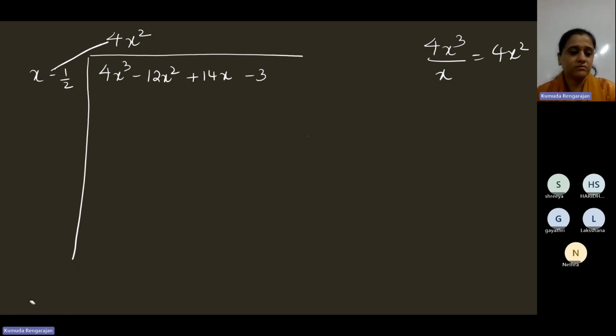So multiply 4x squared and x minus half.